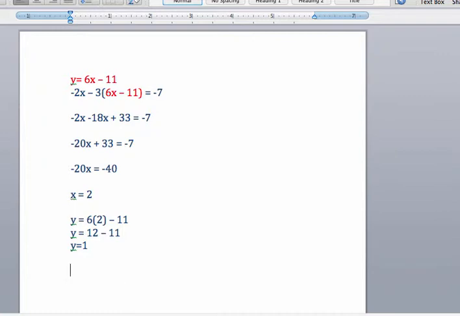I want to verify that's true. My other equation, kind of a good idea, does minus 2 times x, which is 2, minus 3 times 1, which is y, equal negative 7. That's negative 4 minus 3. Yes, that is true.